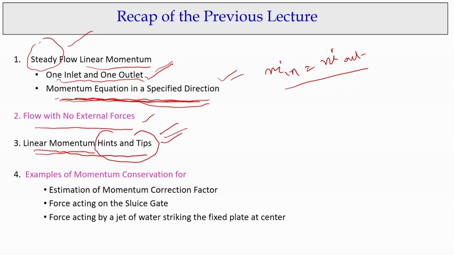In the last class, we solved many problems, like force acting on a sluice gate, force acting on a jet, and water striking a fixed plate at the center. We also talked about the momentum correction factor, beta, and how to compute the beta value.